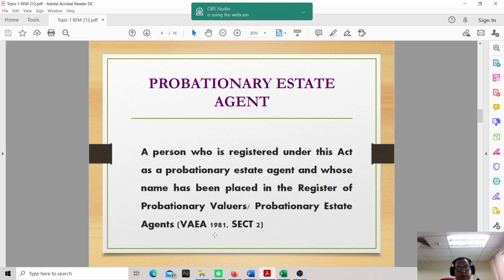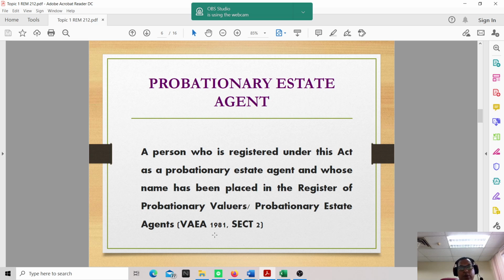A negotiator can never become a probationary estate agent if they don't have the necessary qualification. A probationary estate agent is a person who is registered under the Act, and their name has been placed in the register of probationary valuers or probationary estate agents, VAE Act 1981, Section 2. This is the step for you to become a registered valuer afterwards.